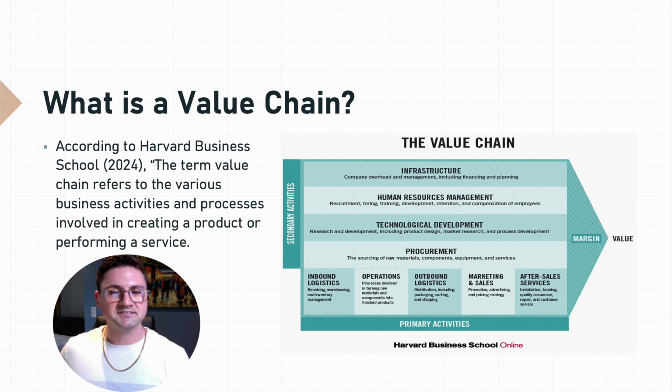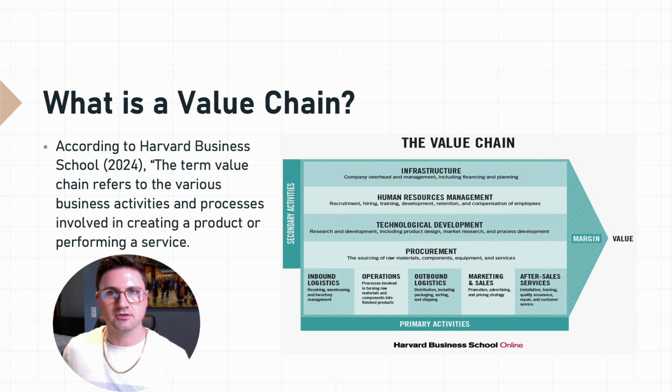So, what is a value chain? You can see there are different areas outlined here on the graphic that I got from Harvard Business School. So, we have secondary activities, we have primary activities, and then we have the margin, which is talking about profit margin, which is value. According to Harvard Business School, the term value chain refers to the various business activities and processes involved in creating a product or performing a service.